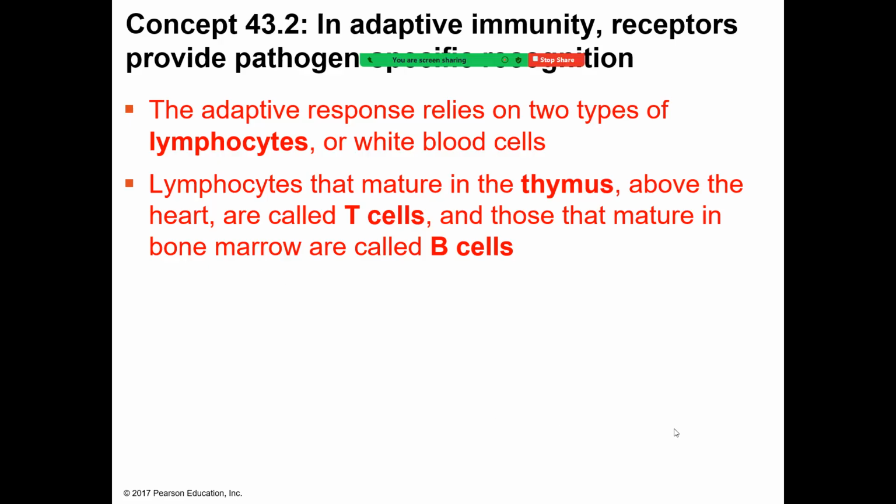The other type of lymphocyte that we need to know are called B cells. And B cells are called that because they mature or are developed in bone marrow, which is found inside of our long bones. Long bone examples would be your arms and your legs, typically bones that are longer in length than they are wide. So T cells and B cells are going to be the important types of cells that we're going to talk about.